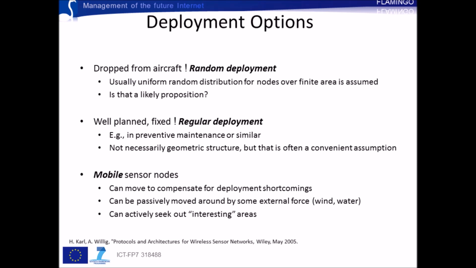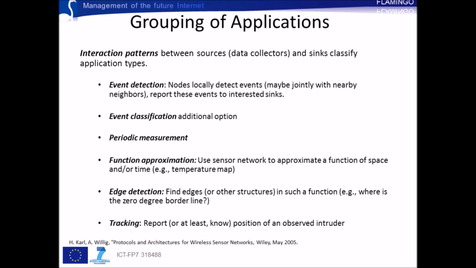They can actively seek out interesting areas. Examples would be firefighters that deploy sensor networks, or if you want to monitor the habitat of animals in their life surroundings with less manual interruption. Looking at the literature, you can find different strategies to group the applications where wireless sensor networks are involved.